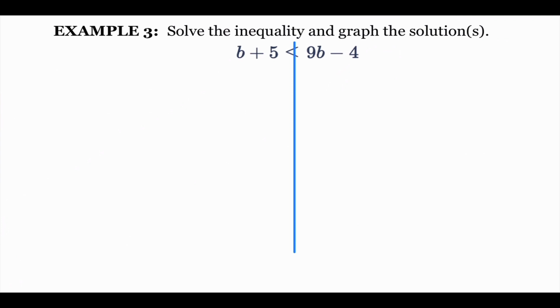Okay, so I got to get B's on one side. I got a B on the left and I got 9B on the right. Step 2 says make sure your variable is on the left. So that means I want to get the B's only on this side, so I got to get rid of this guy here. How do I do that? Subtraction. One minus 9 is -8.